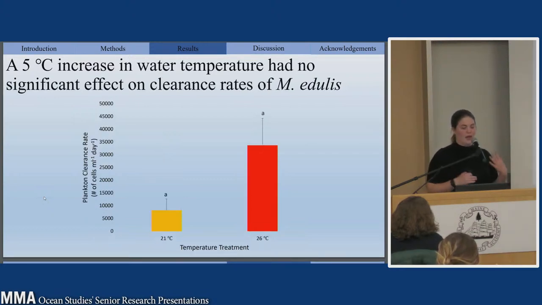And similarly, I found that the 5 degree increase in water temperature had no significant effect on the plankton clearance rates of the blue mussel. Although not significant, it is worth noting that the mussels exposed to the 26 degree temperature treatment had elevated plankton clearance rates, which I think a further study should investigate, compared to metabolic rates, because I unfortunately did not find a great explanation for this throughout my research.